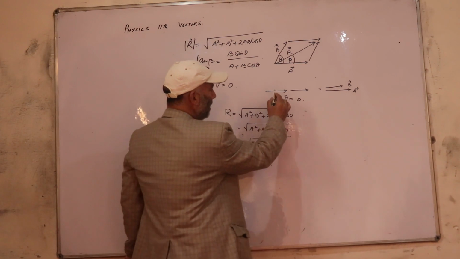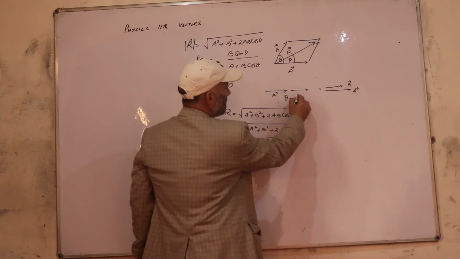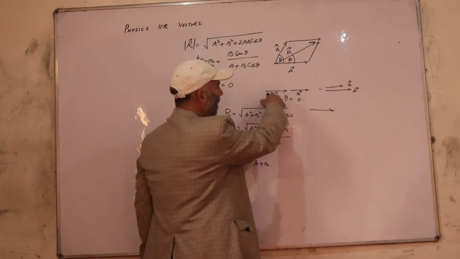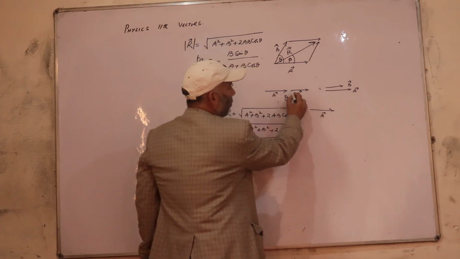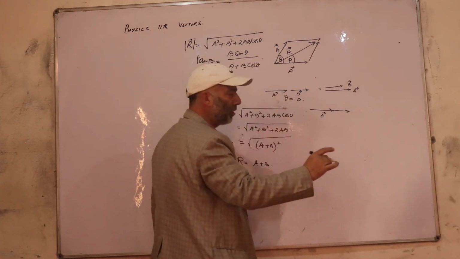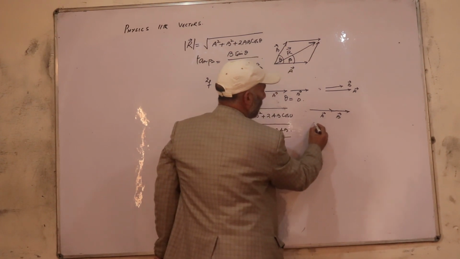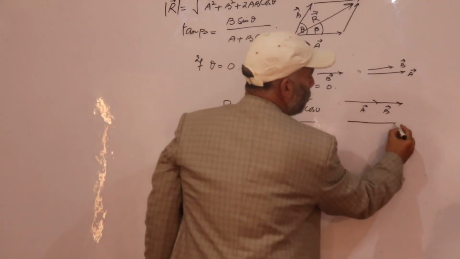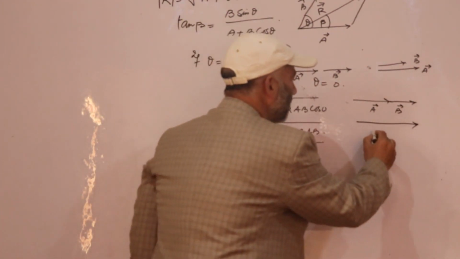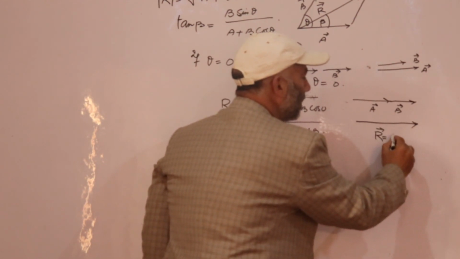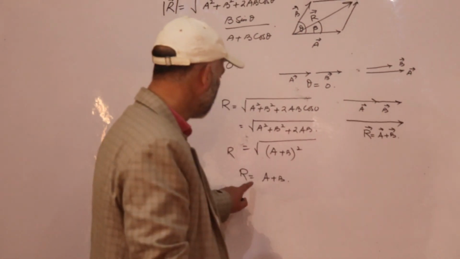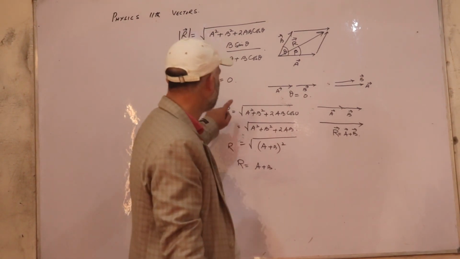Look here, if this is vector A and this is vector B, what we will do is draw a vector equal in magnitude to the first vector A. Then we join the tail of the second vector with the head of the first, and draw a vector in the same direction with the same magnitude. If we draw a vector from the initial point of the first to the final point of the second, we get the resultant, which is equal to vector A plus vector B. Look at this equation: R is equal to A plus B if theta is equal to 0.